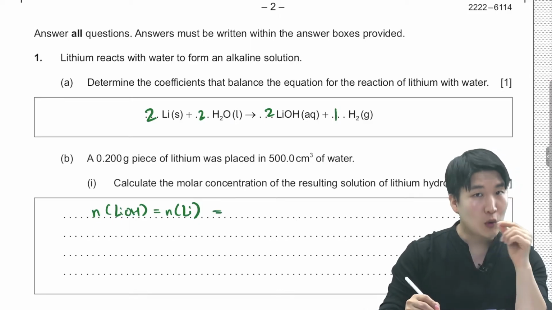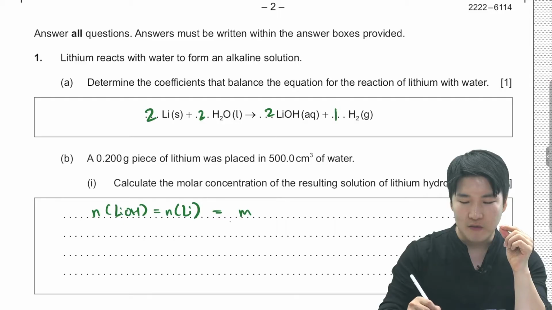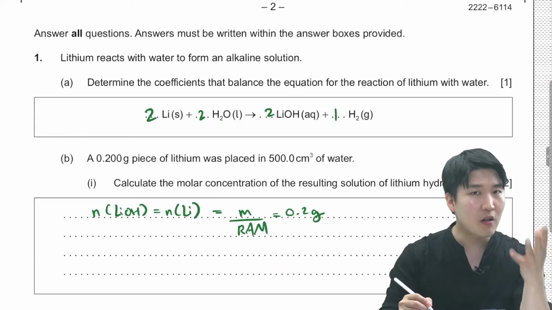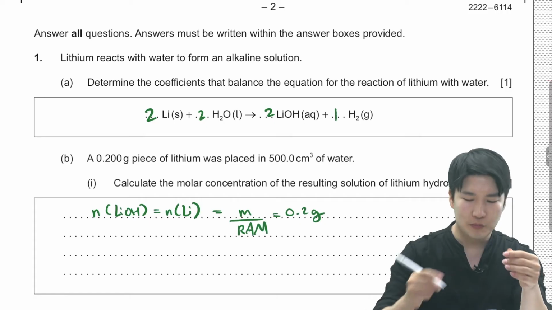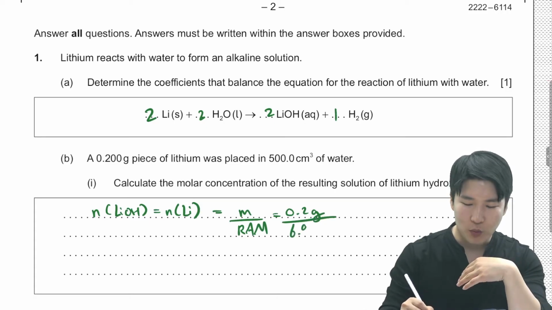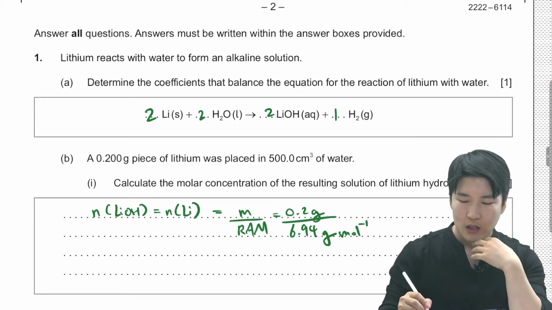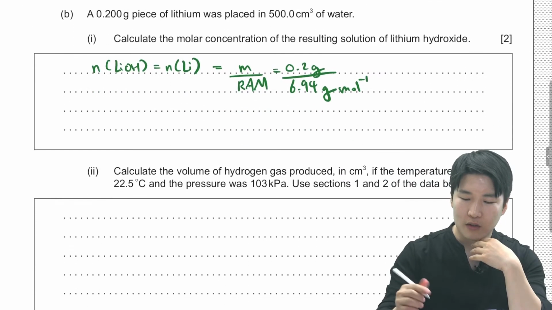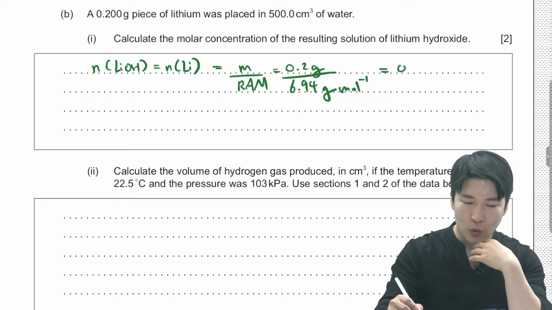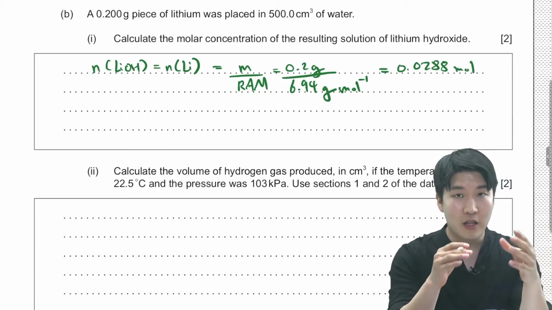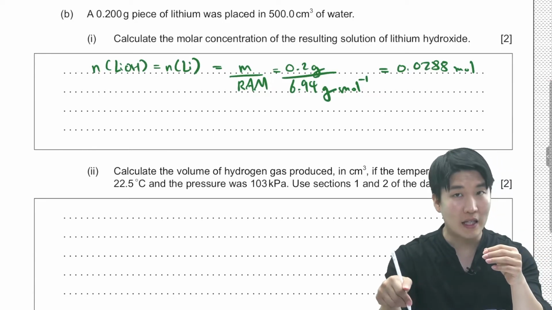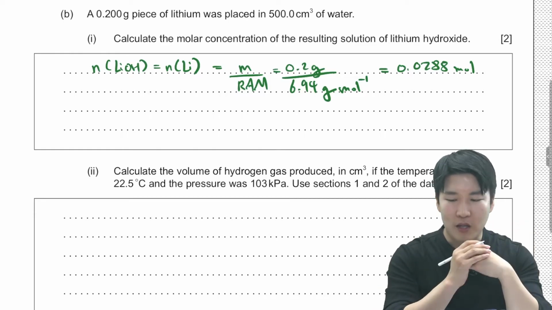Amount of lithium is going to equal the mass of lithium, as given, 0.2 grams, over the RAM of lithium. What's the RAM of lithium? Look it up on your periodic table and it will be given as 6.94 grams per mole. Let's do the math and we'll be given 0.0288 mole. Amount of lithium we have is 0.0288, as well as the amount of lithium hydroxide.